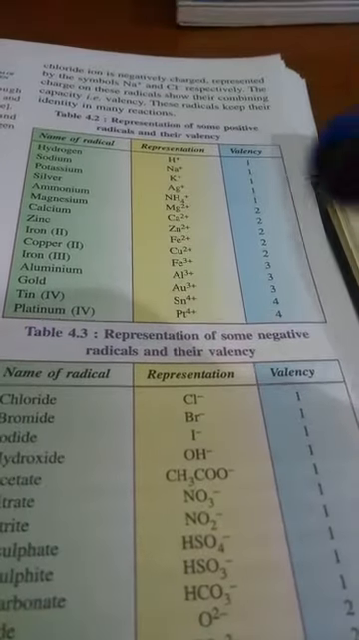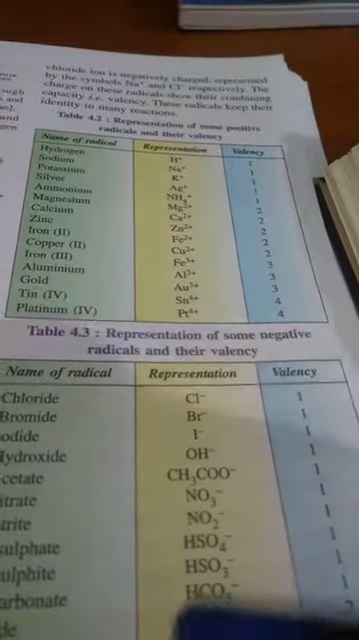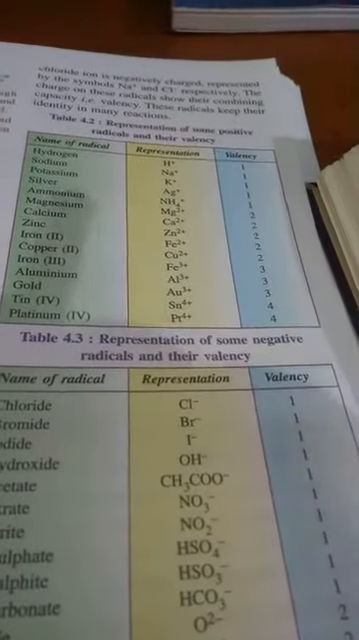Acidic radicals start with A, anion starts with A. Acidic radicals are anions, right?